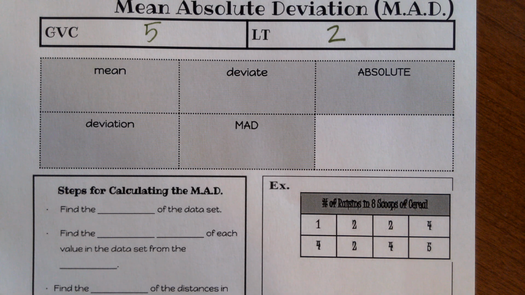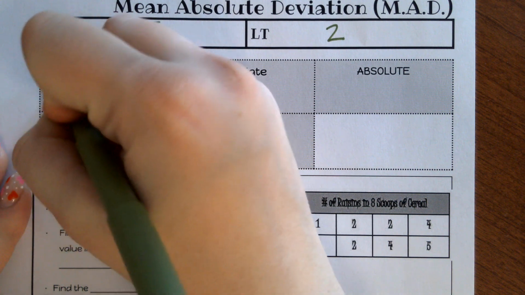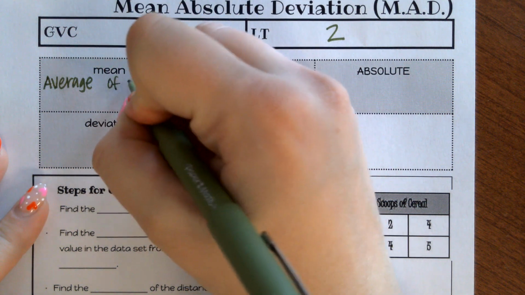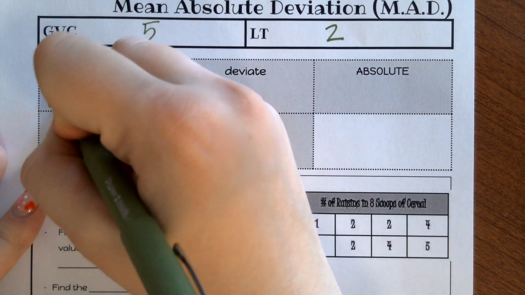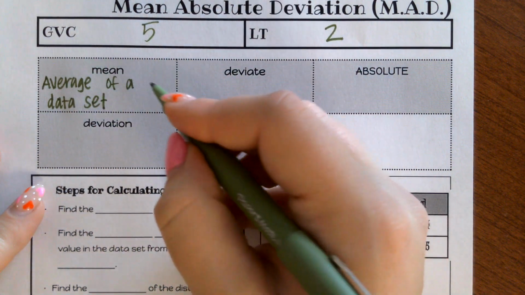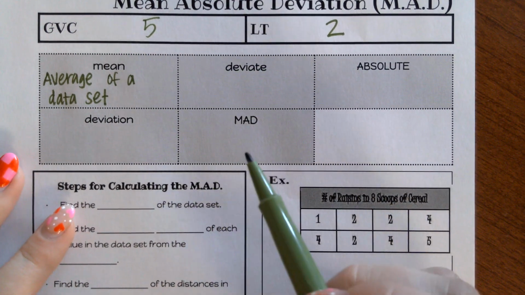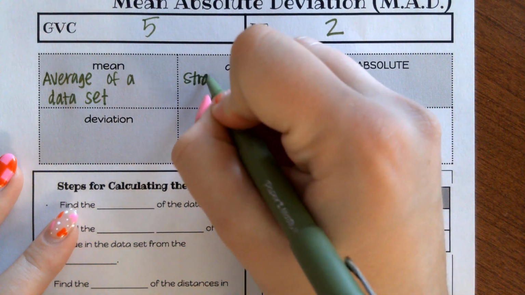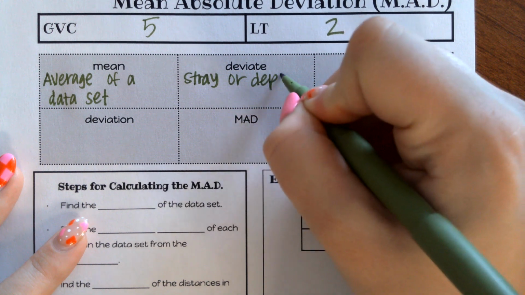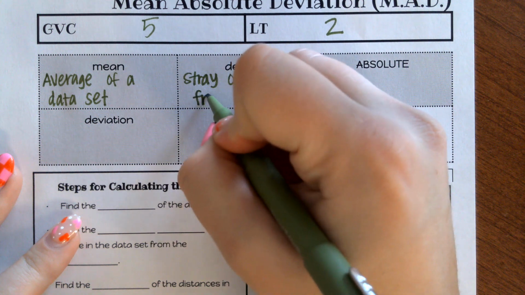So we're going to review: the mean is the average of a data set. Remember, you add up all the numbers and divide them by however many numbers are in the data set. The word deviate means to stray or depart. Kind of a weird word, deviate. Stray or depart from the norm.